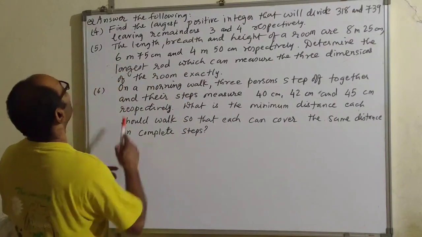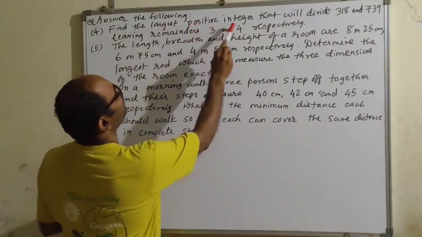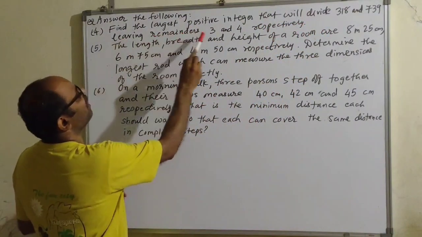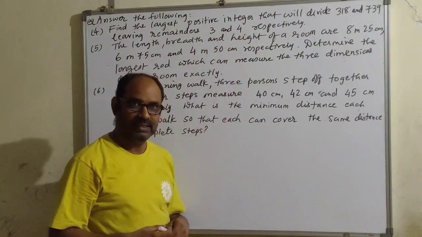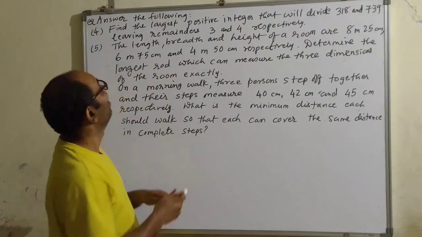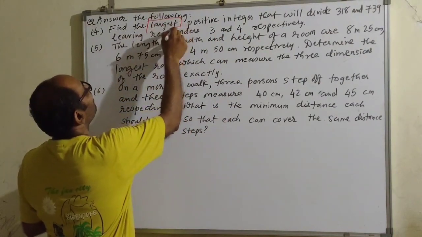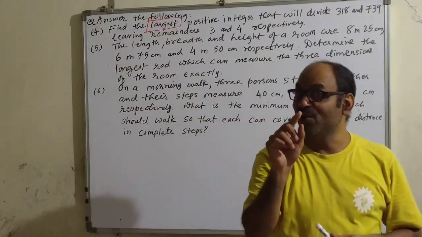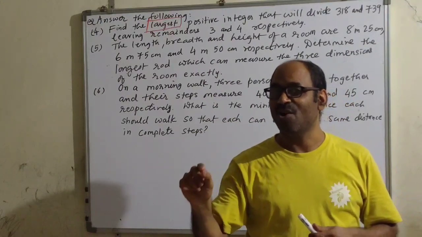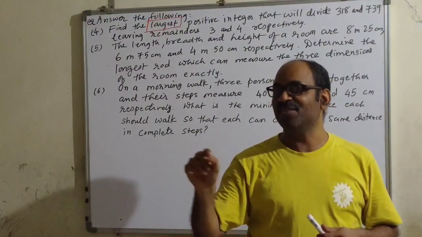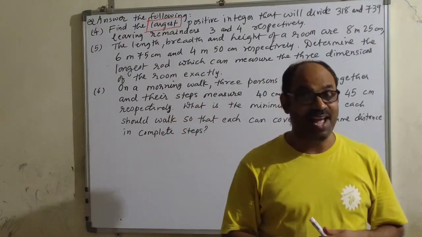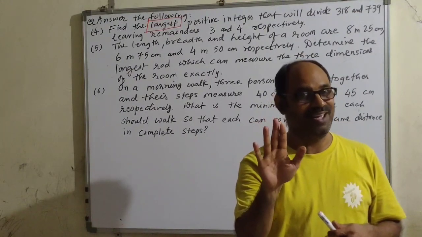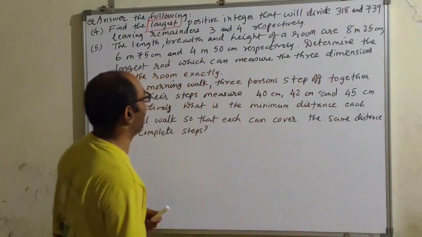Okay? Fine. Find the largest positive integer that will divide 318 and 739, leaving remainders 3 and 4 respectively. Find what? Largest. The word largest has given you a hint that you can go for the highest common factor. Largest means highest. So here you have to find HCF. But it is only a hint. Okay? Wait. Let's see further. Second one.